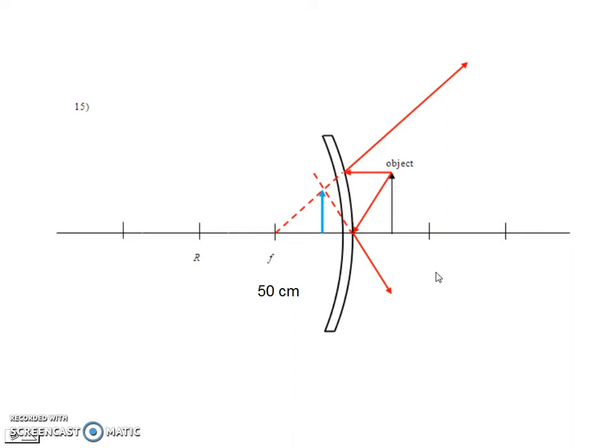Mirrors only have the one focal point. It's always on the concave side. While these tick marks are evenly spaced, this is 50, this is 50, this is not the focal point. So if you had done that, that'd be very confusing. You've got to get rid of that.